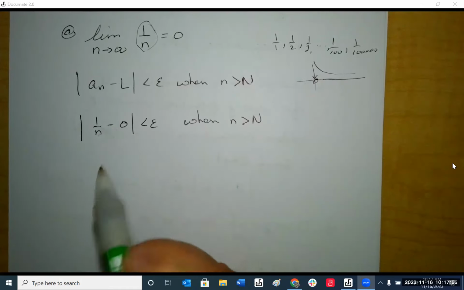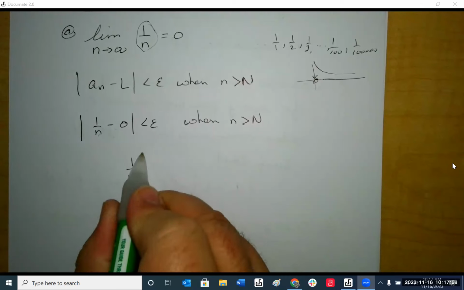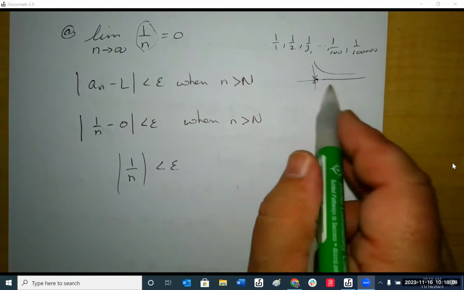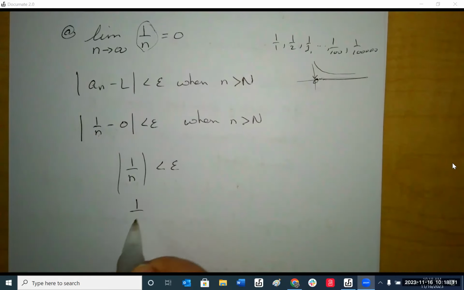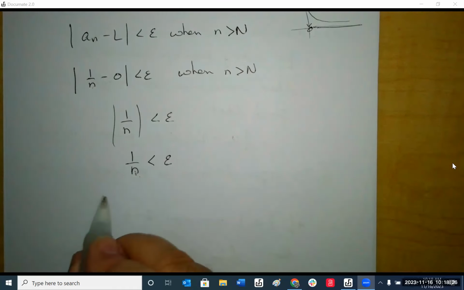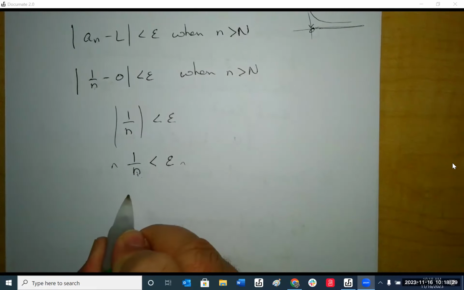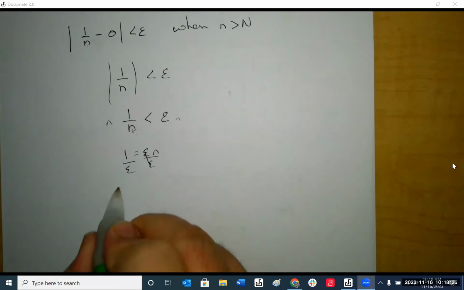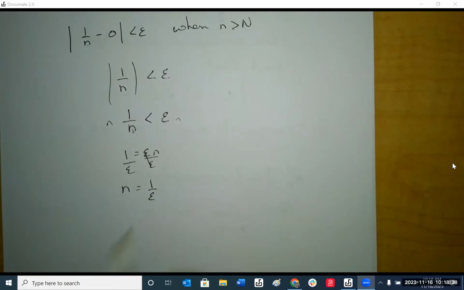So 1 over n minus 0 is 1 over n. We don't need the absolute value because we're only looking at positive n's. So what is our value for epsilon? To find n, multiply n to both sides. 1 equals epsilon times n. So our n is 1 over epsilon.